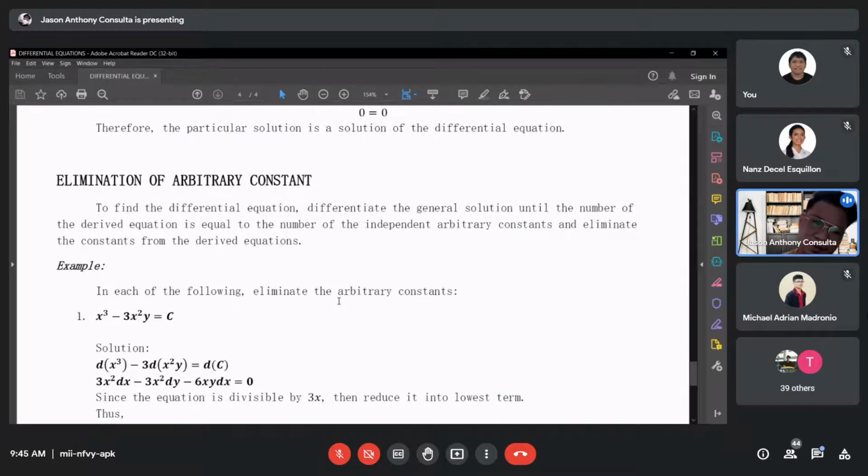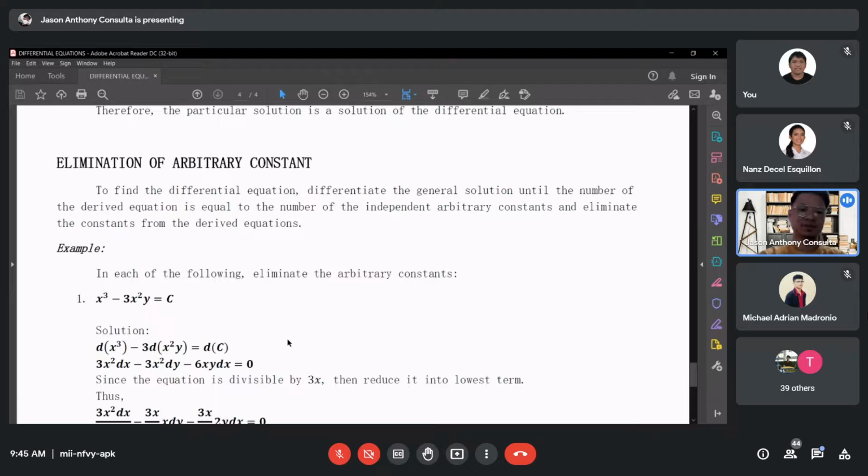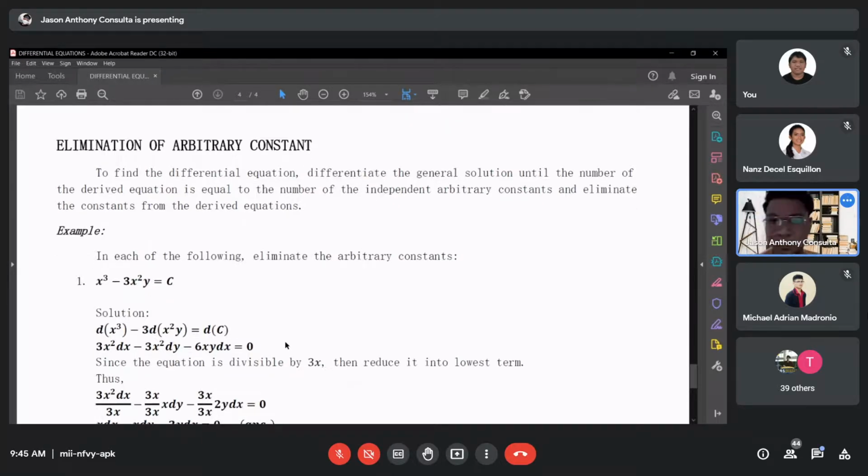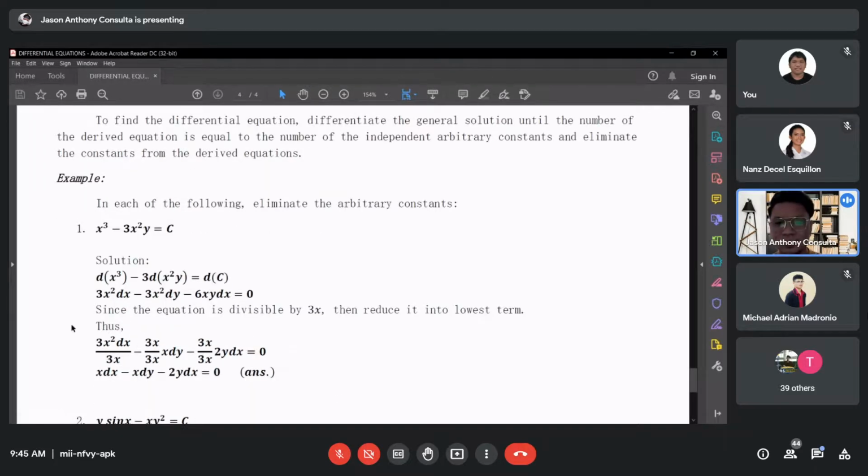The first term times the derivative of the second term minus, or plus pala, para ano pala dito may negative. So the second term times the derivative of the first term. And the derivative of a constant. Pakibalikan yun and also the derivative of a quotient. So since the equation is divisible by 3x, then reduce it into lowest term. So divide both sides by 3x. Then we get the final answer.